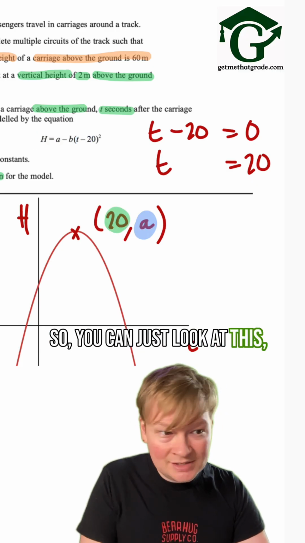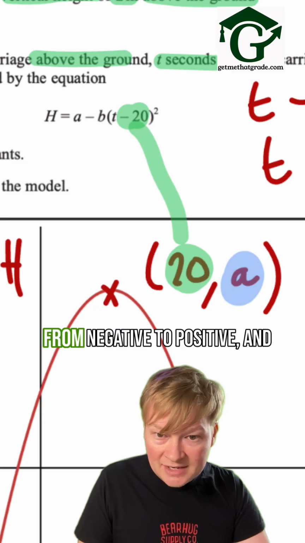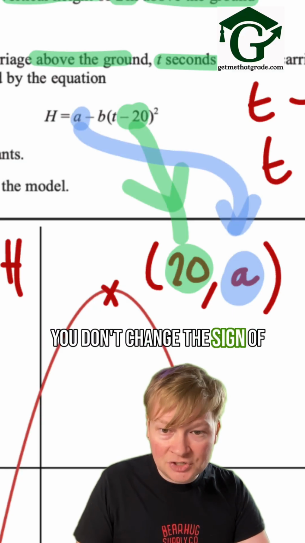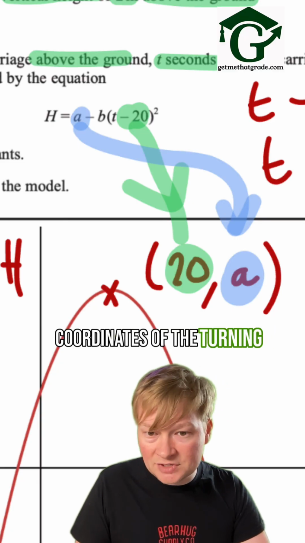So you can just look at this, you change the sign of this from negative to positive, and you just leave this one as it is. You don't change the sign of that one. And that's how we can get the coordinates of the turning point.